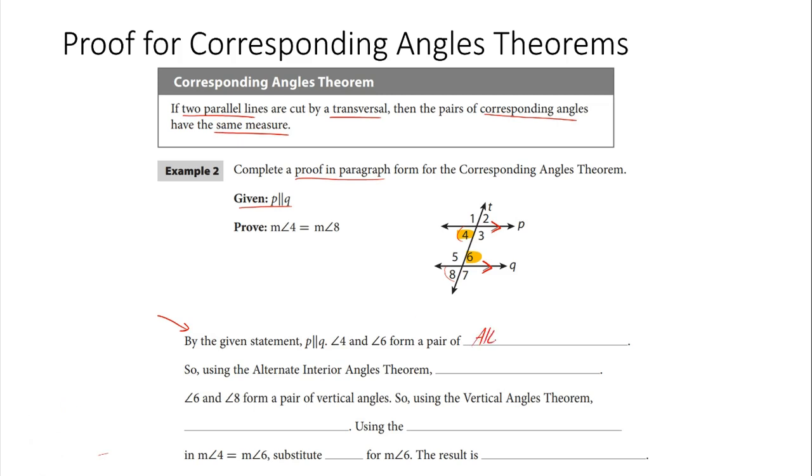Alternate interior angles, right? So using the alternate interior angle theorem, angle 4 should be the same as angle 6. They should be congruent to each other. They should be the same measure. All right, so the measure should be the same.